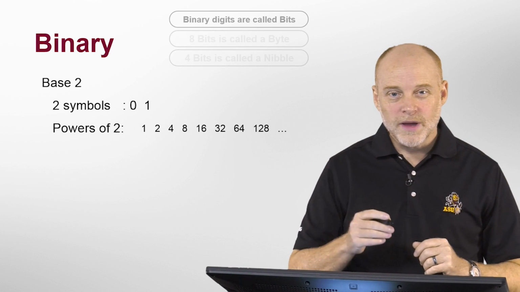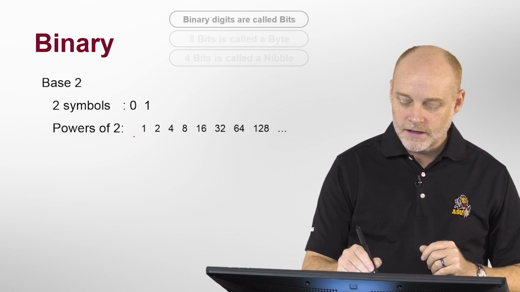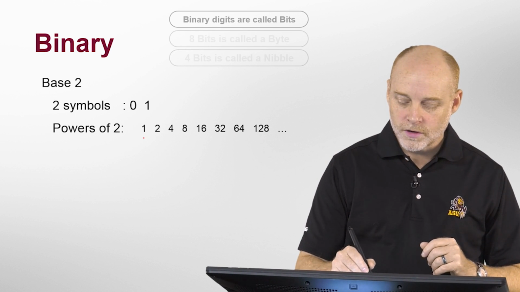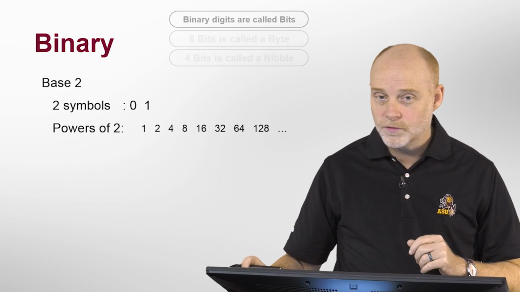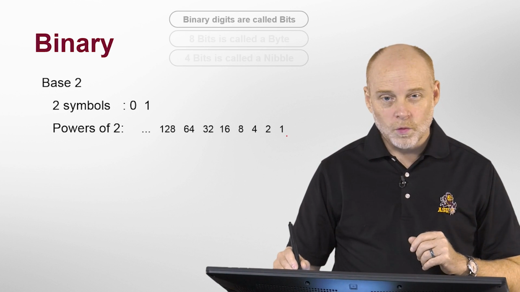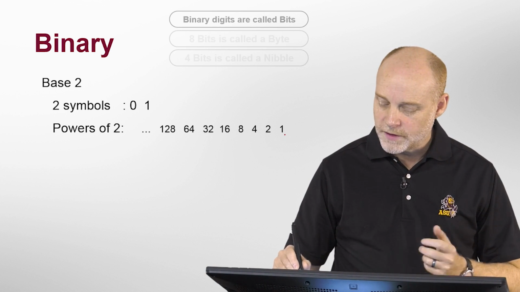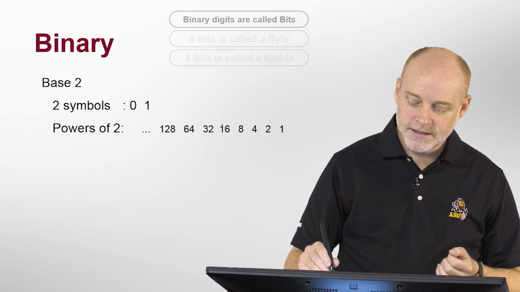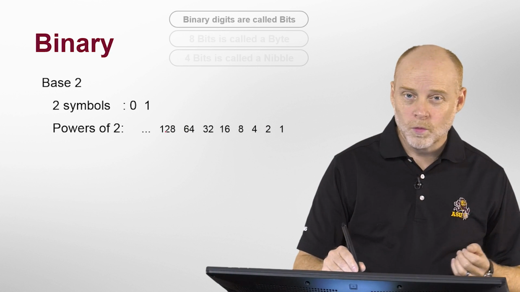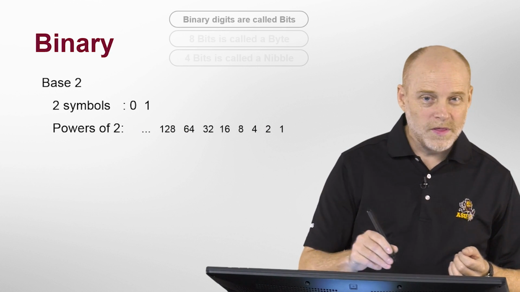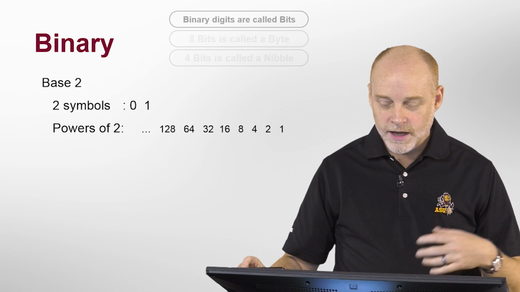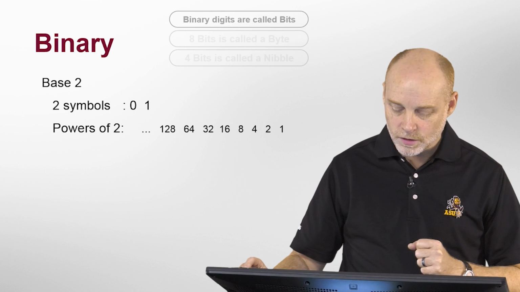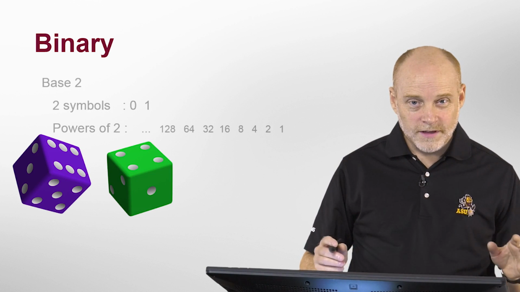The second thing that base 2 means is that the symbols 1 and 0 are placed in columns, and the columns are values that are powers of 2. Of course, by convention, we put the ones on the right, just like with decimal. And then 1 times 2 is 2, times 2 is 4, times 2 is 8, 16, 32, 64, 128, 256, 1024, and so on. And we encode numbers in binary in the same way that we encode numbers in decimal. So let's take a look at that.